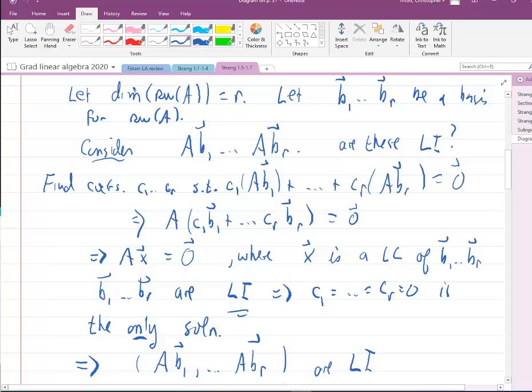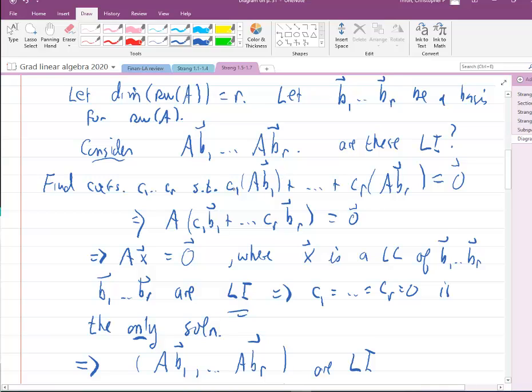Well, let's find coefficients C1 through CR such that a linear combination of these vectors gives me 0. Now we know that if these are linearly independent, the only solution can be C1 equals dot dot dot equals CR equals 0. So we're going to start out with this equation, and in order to show that these are linearly independent, we're going to show that in fact C1 through CR must be equal to 0. That's the only possible solution for this equation.